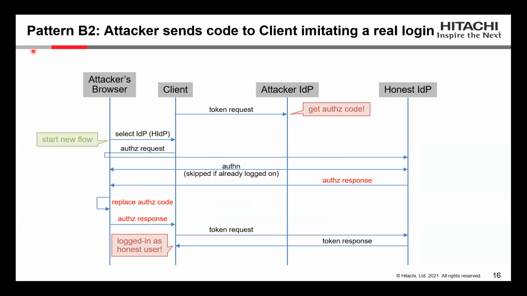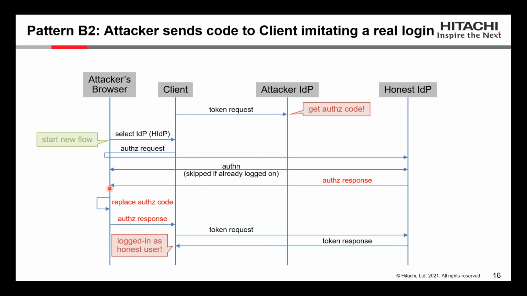In pattern B2, the attacker sends the authorization code to the client to imitate a real login. After getting an authorization code, the attacker starts a new authorization flow using the attacker's own browser. The attacker selects HITP as IDP, and the client sends an authorization request to HITP. After authentication, HITACHI sends an authorization response to the client.